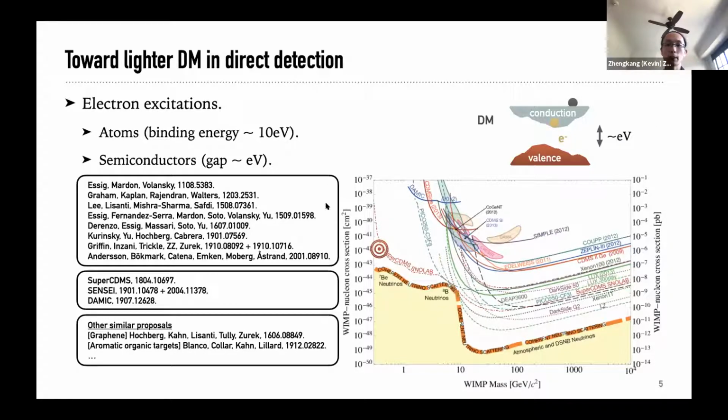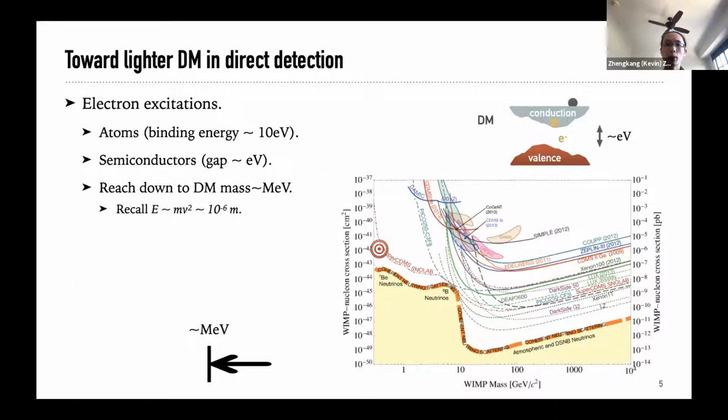This has been studied quite extensively in the past 10 years or so. And there are also experiments dedicated to searching for this, including SuperCDMS, SENSEI, and DAMIC. Recall that the kinetic energy carried by the dark matter is about 10 to the minus 6 times the mass of the dark matter, just because the velocity is on the order of 10 to the minus 3. By having sensitivity to order electron volts energy deposition, we can reach down to order MeV dark matter masses. So that's a lot of progress compared to what nuclear recoils can do.